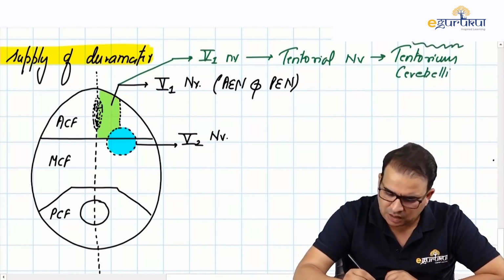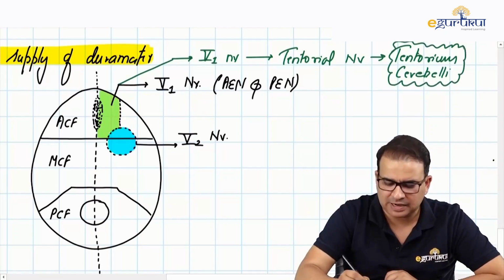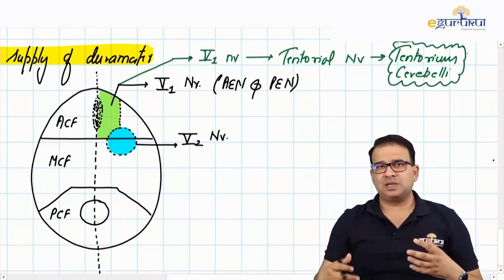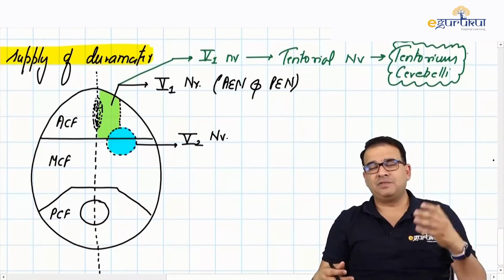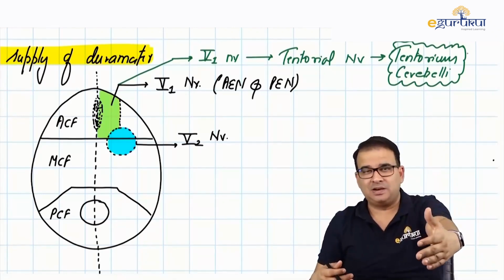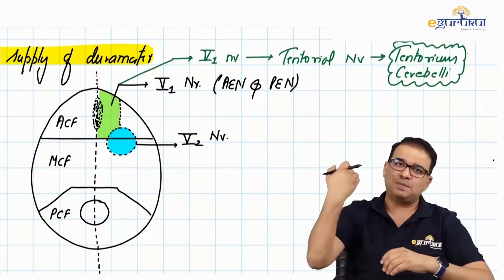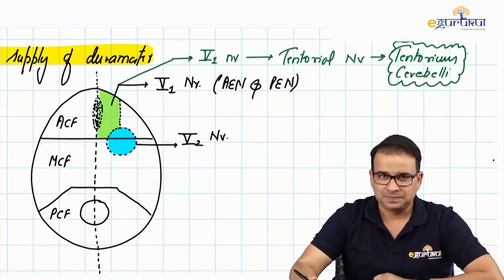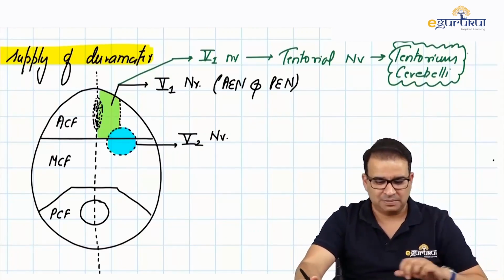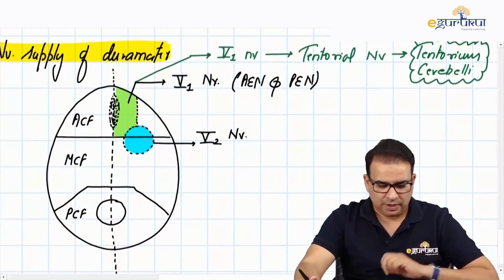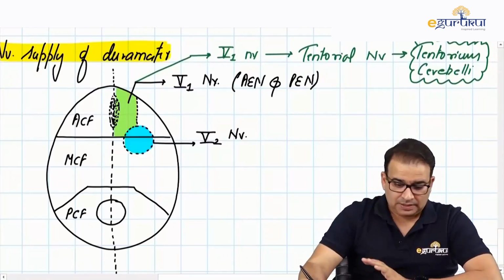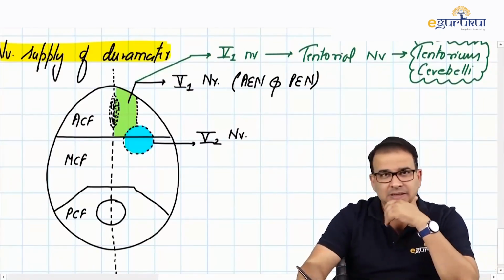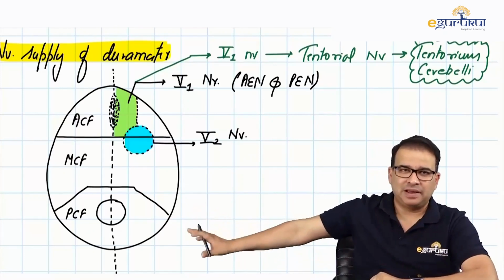This could be a potential question because tentorium cerebelli is in the posterior cranial fossa, and every time we think of ophthalmic nerve, it is very much close to the anterior cranial fossa. So this is a nerve which goes back actually and then supplies the tentorium cerebelli. Okay. The next nerve, guys, I'm not drawing the tentorium cerebelli here, of course.